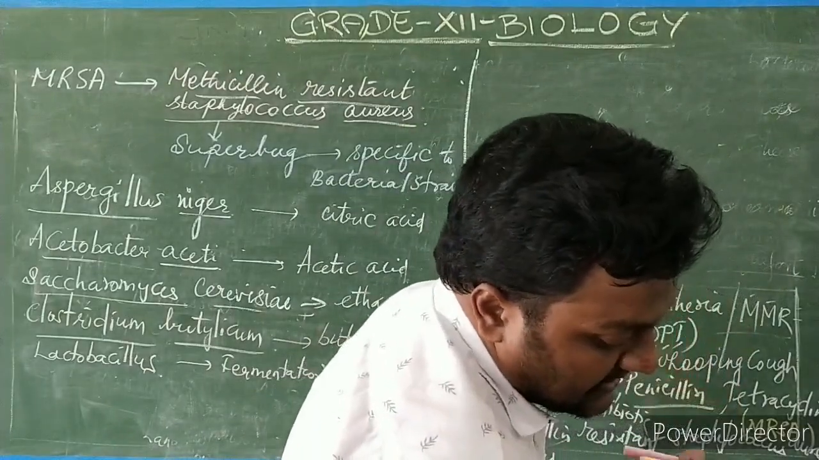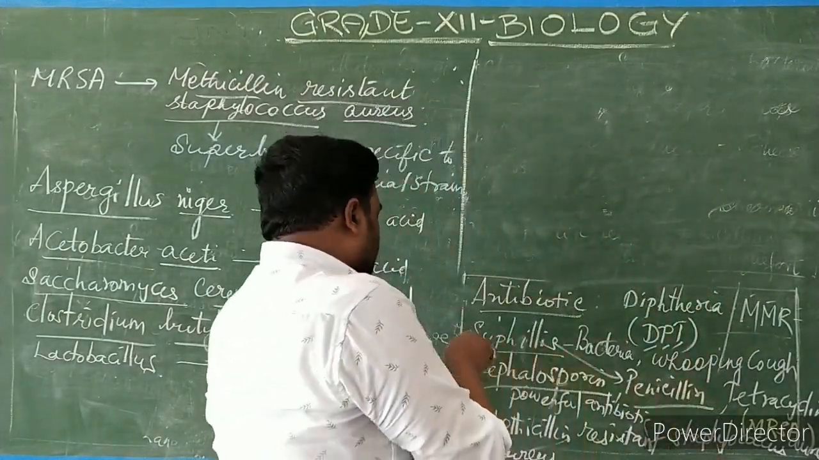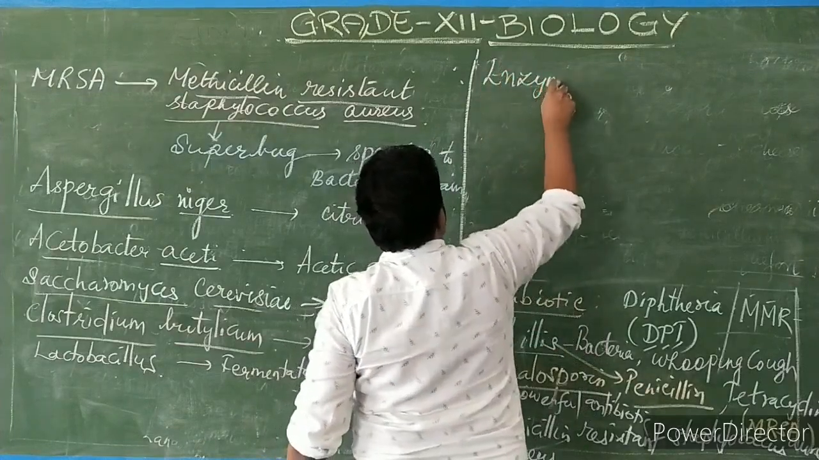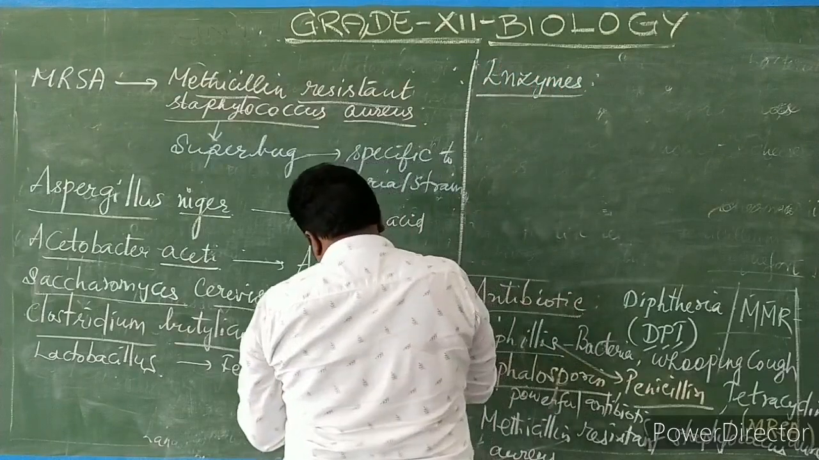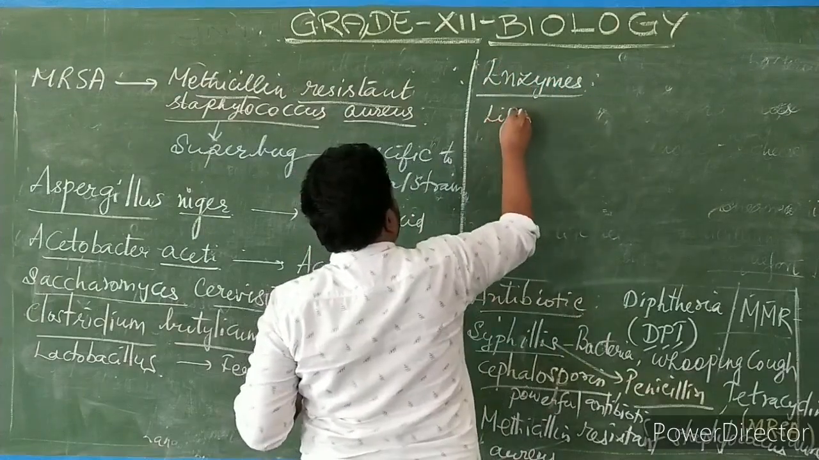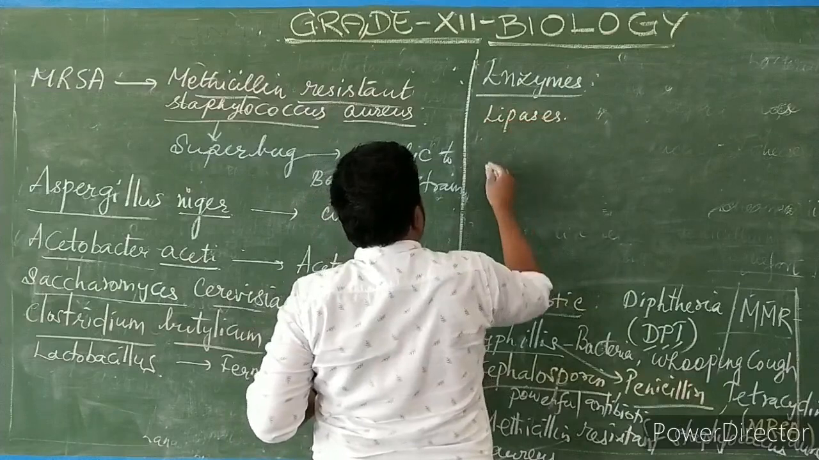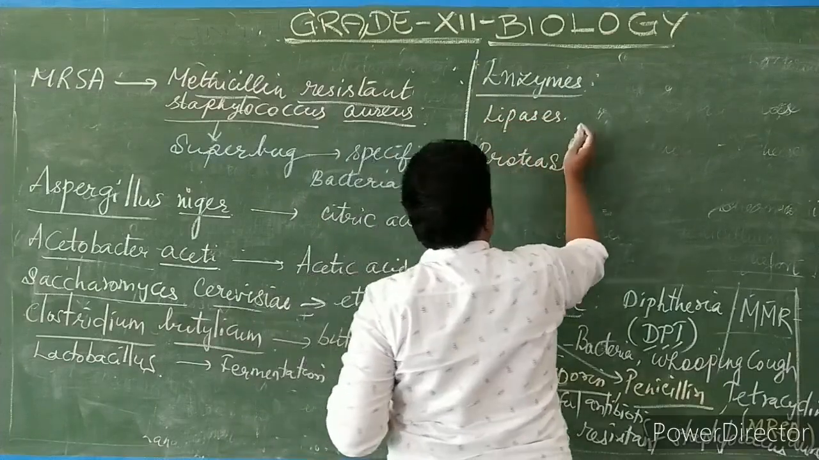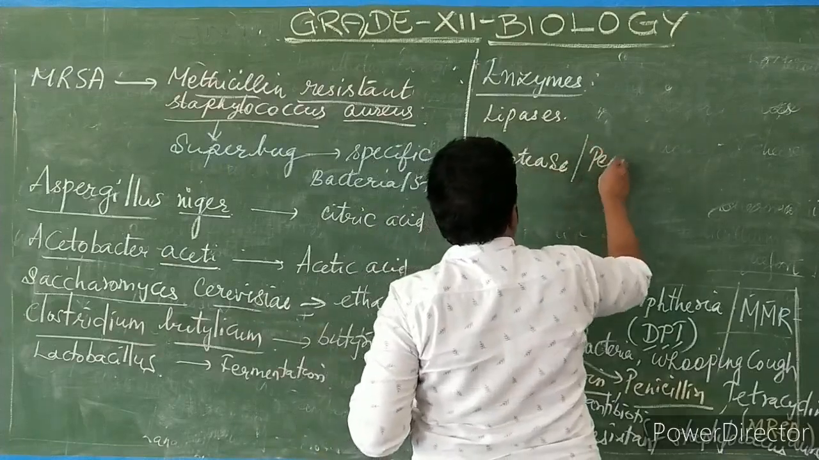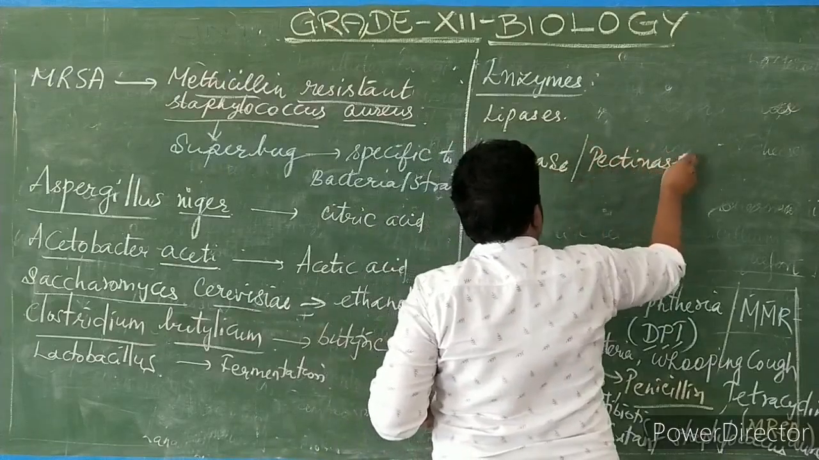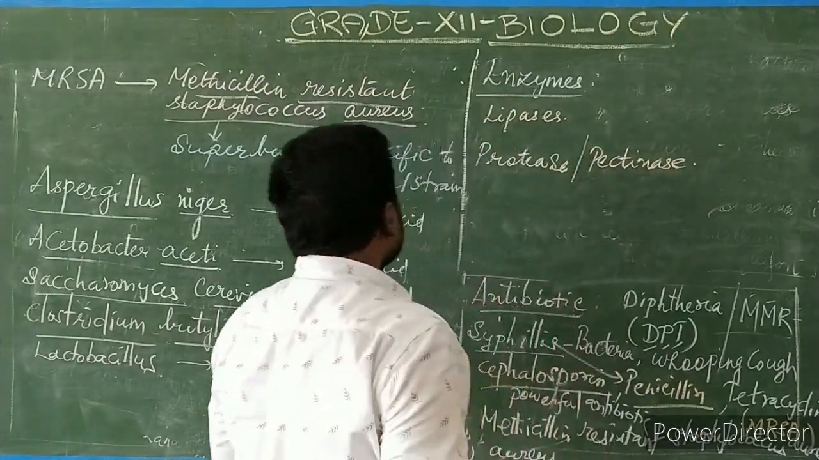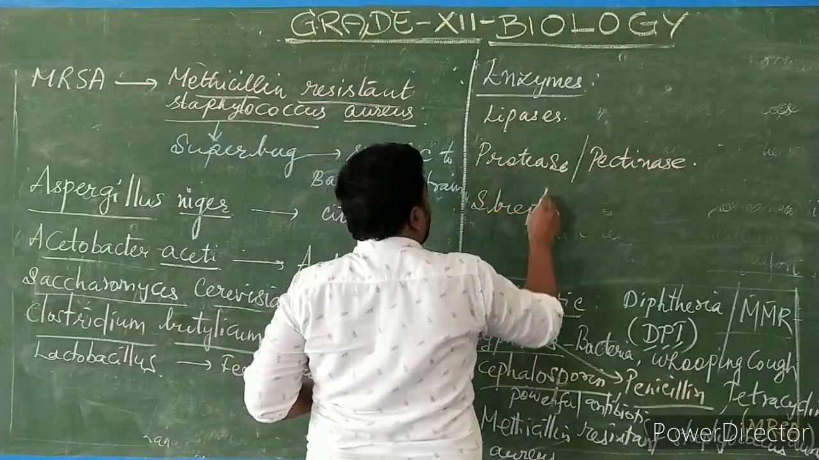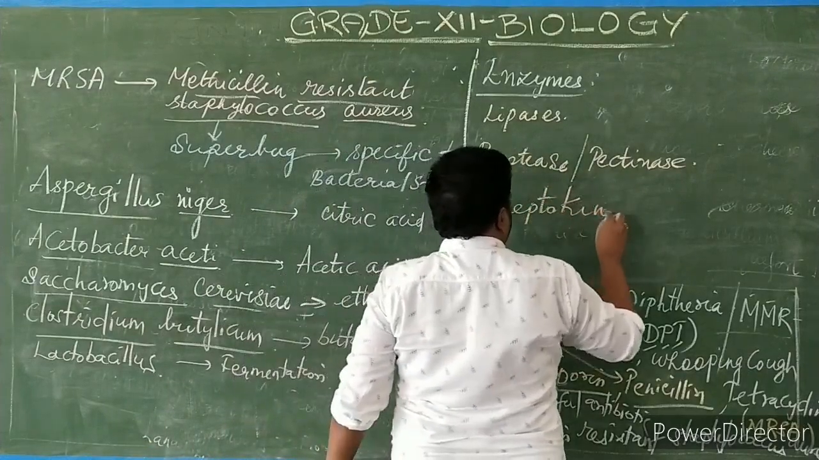Enzymes are biocatalysts which bring about various biochemical reactions happening in the body. A few examples we see. First one is lipase. Second one is protease, and pectinase. Then streptokinase.